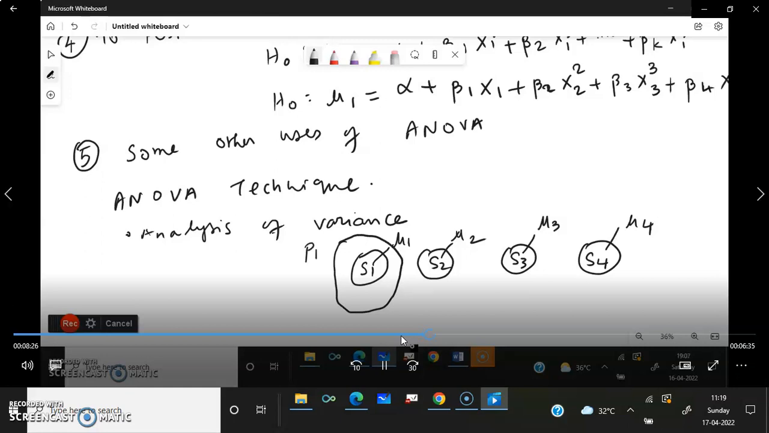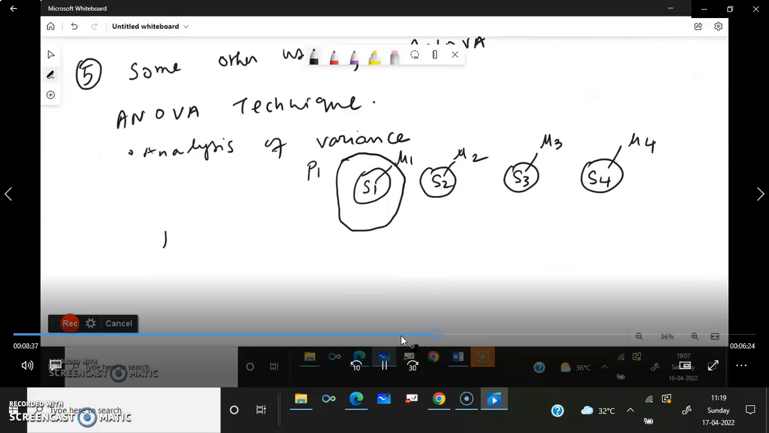Okay, same way, P2's population P2. Sample S2 is taken from what? Population P2. Therefore, P2's mean is mu2. Similarly, it goes on. Therefore, H naught. What is that? Null hypothesis.